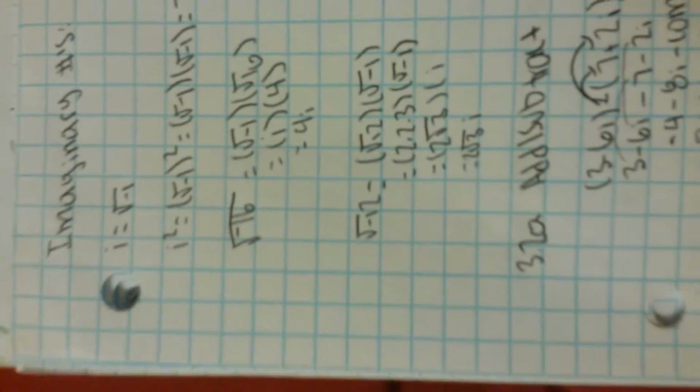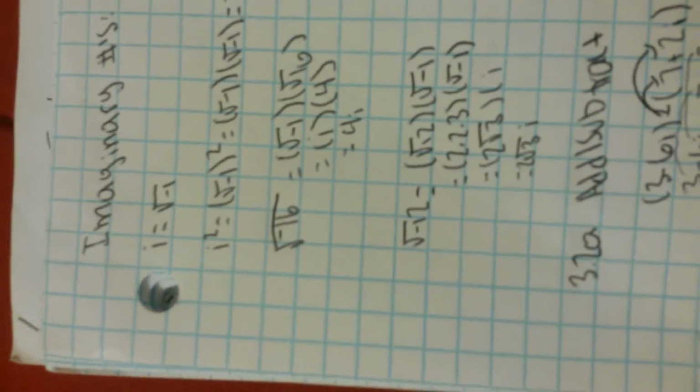No, stop. So for this chapter, we learned about imaginary numbers. And imaginary numbers is basically your i. And i is equivalent to the square root of -1.